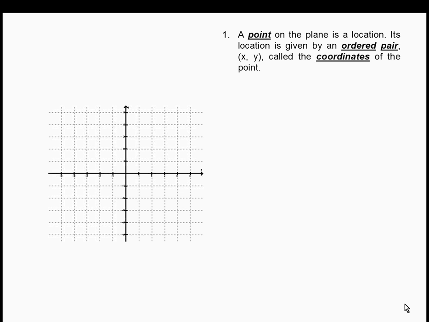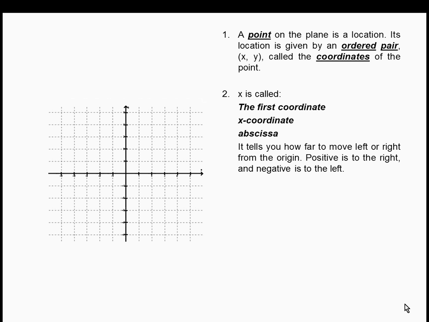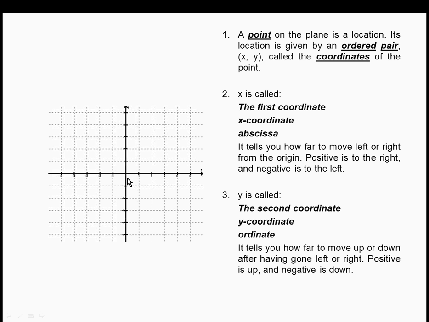Number 2, x is called the first coordinate, x coordinate, abscissa. It tells you how far to move left or right from the origin. Positive is to the right, negative to the left. So remember, you start at the origin and then move left or right. Always start at the origin. Remember, the origin is where the two axes meet. y is called the second coordinate, y coordinate, ordinate. It tells you how far to move up or down after having gone left or right. Positive is up, negative is down.